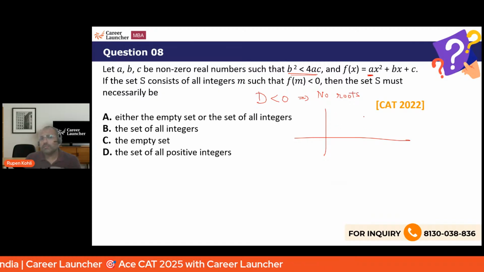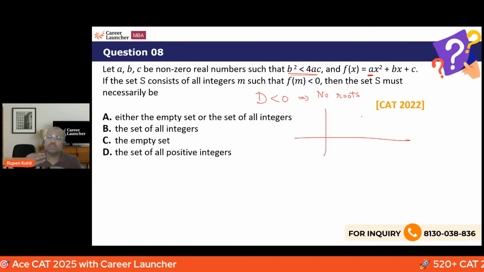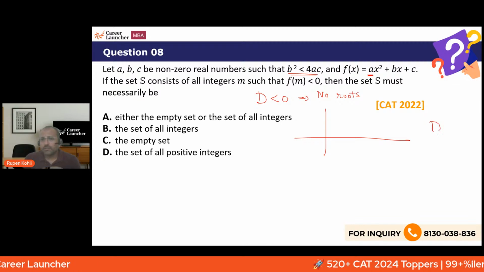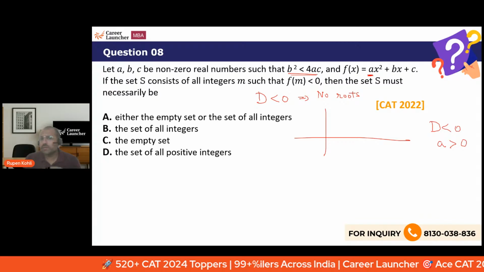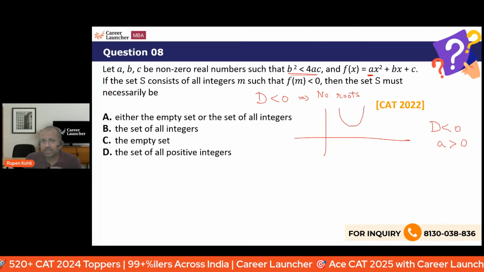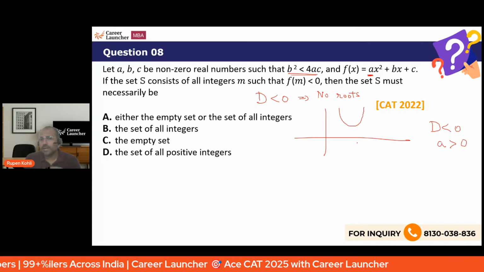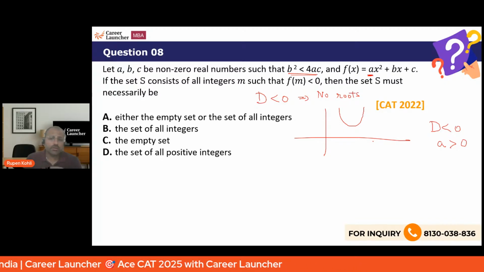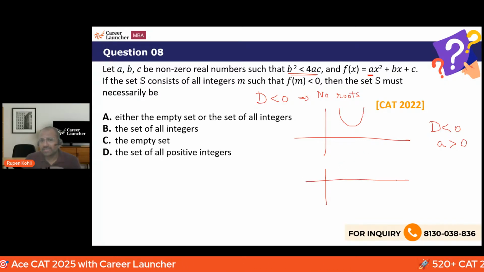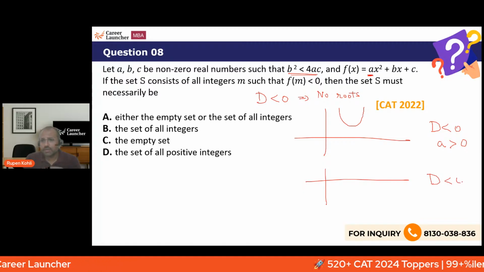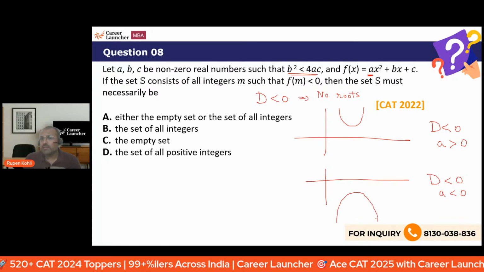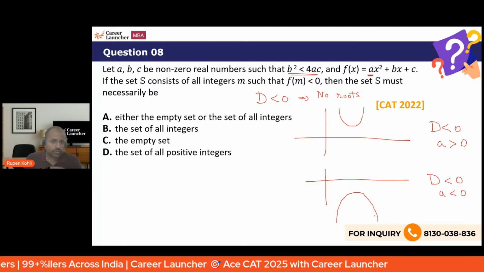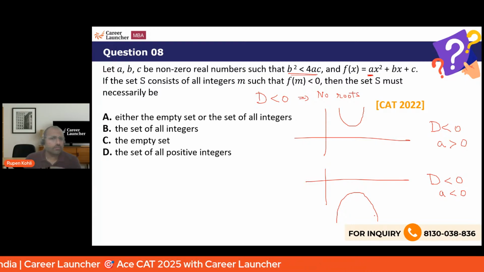So if I'm drawing the graph, there are two types of graph. With d being negative and a being positive, the graph of this quadratic, which has no roots, will look like this, an upward parabola, going above the x-axis, not touching it, not going below the x-axis. Or else, if d is negative and a is also negative, then it's a quadratic which is completely below the x-axis. No roots, right? So these are the two kinds of graphs.